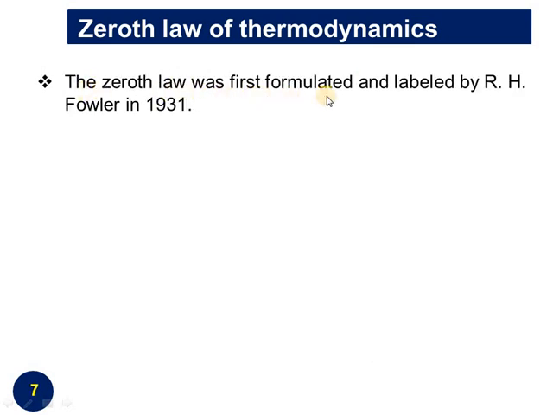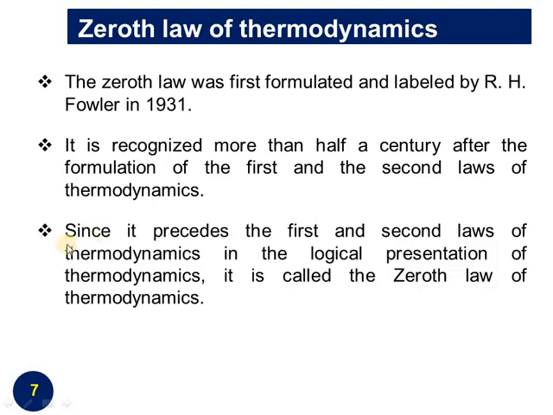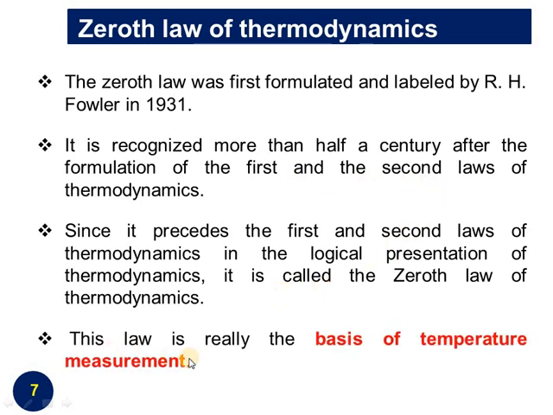The Zeroth Law was first formulated and labeled by R.H. Fowler in 1931. It was recognized more than half a century after the formulation of the first and second laws of thermodynamics. Since the Zeroth Law precedes the first and second laws in the logical presentation of thermodynamics, it is called the Zeroth Law of Thermodynamics. So it was discovered after the first and second laws, but it is always put before them. And this law is really the basis of temperature measurement.